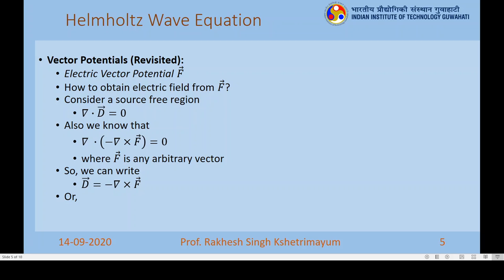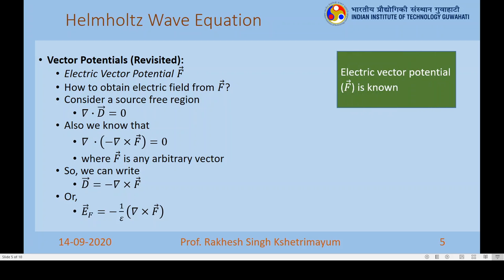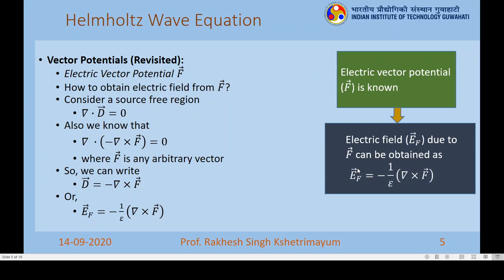So you know the relation between electric field and D. D is equal to epsilon E. If I want to find electric field E, then it should be D by epsilon. In that case, the electric field due to the vector F is minus 1 by epsilon curl of F. So this is the process for finding the electric field due to vector F. When vector F is known to us, how do I find the electric field? That was the question we were discussing in this slide. So once I have the electric vector potential F, I can find the electric field due to this vector F as minus 1 by epsilon curl of F.